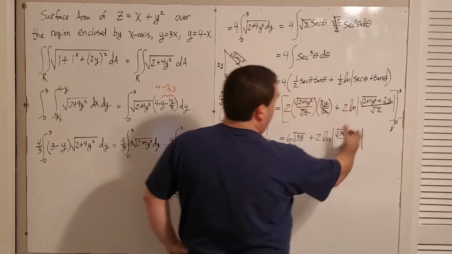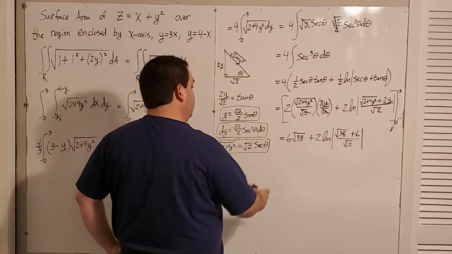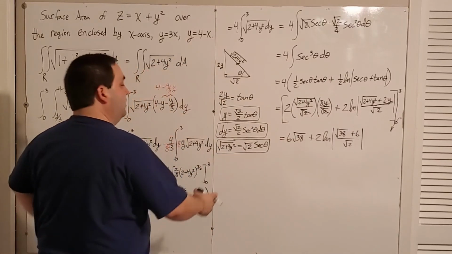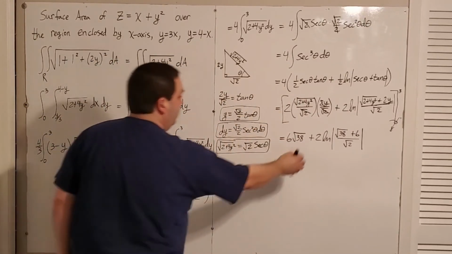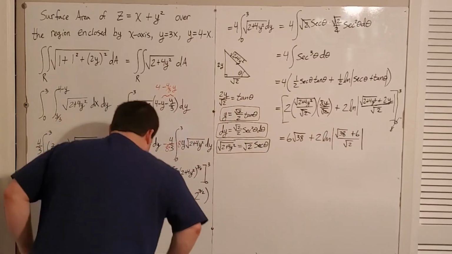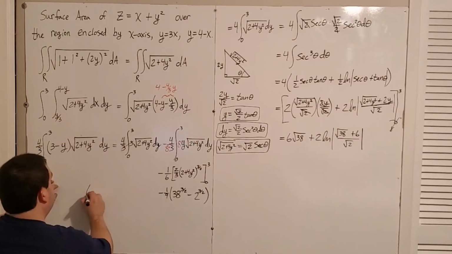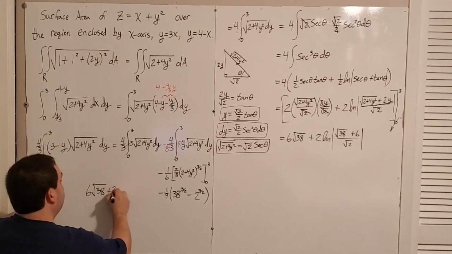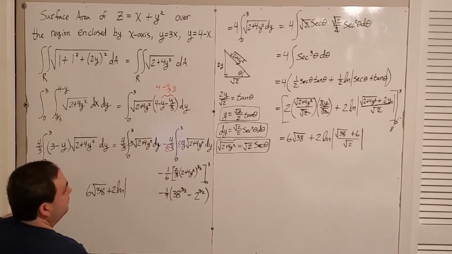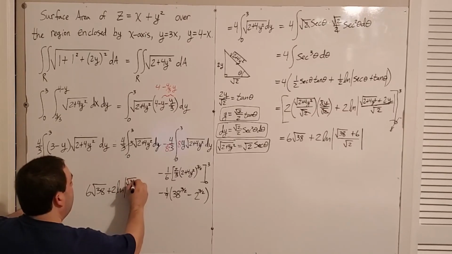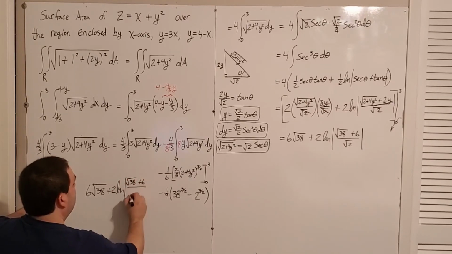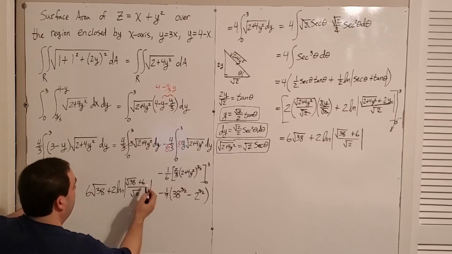And of course you could go through the bother of rationalizing that, but there's really no point. So let's bring the whole answer back together. I'm going to take this and bring it over here, right? And we have 6 square root of 38 plus 2 ln, absolute value, square root of 38 plus 6 all over square root of 2, right?